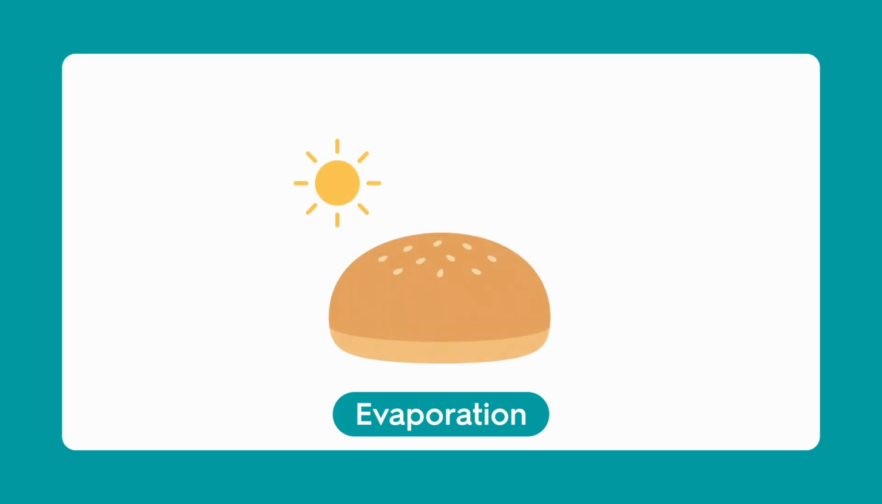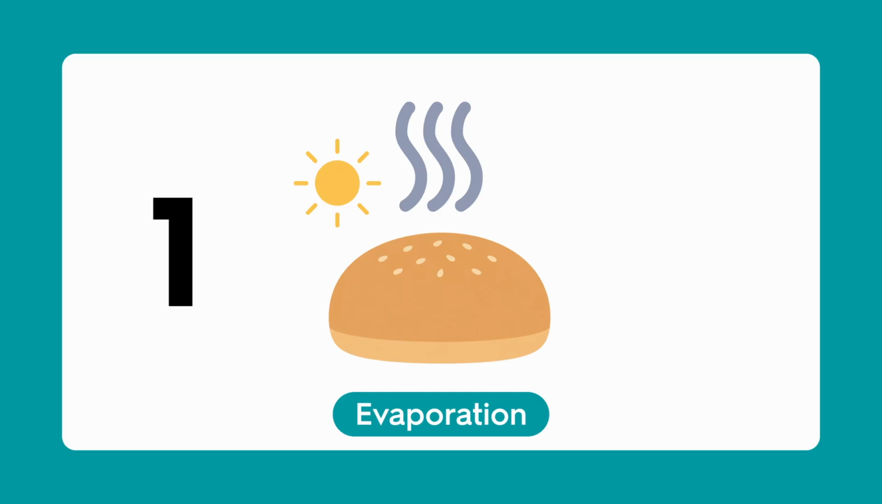Let's use the water cycle. The first stage is evaporation. Picture a giant hot bun sitting under the sun. It becomes so hot that clouds of steam begin rising into the sky. The steam rising from the bun represents evaporation. Because bun is number 1, it helps you remember that evaporation comes first.